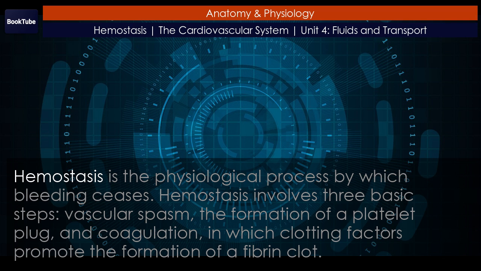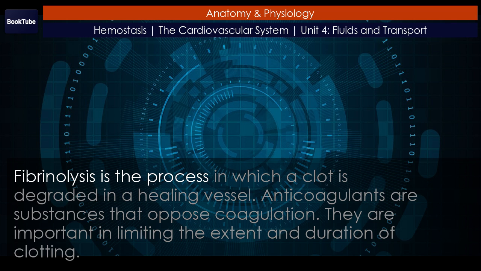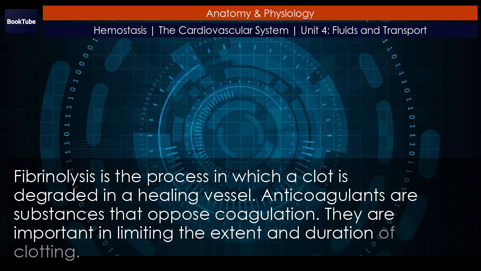Chapter review. Hemostasis is the physiological process by which bleeding ceases. Hemostasis involves three basic steps: vascular spasm, the formation of a platelet plug, and coagulation, in which clotting factors promote the formation of a fibrin clot. Fibrinolysis is the process in which a clot is degraded in a healing vessel. Anticoagulants are substances that oppose coagulation. They are important in limiting the extent and duration of clotting.